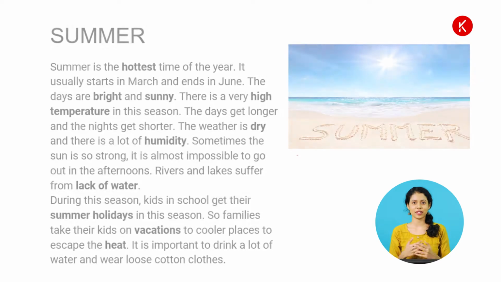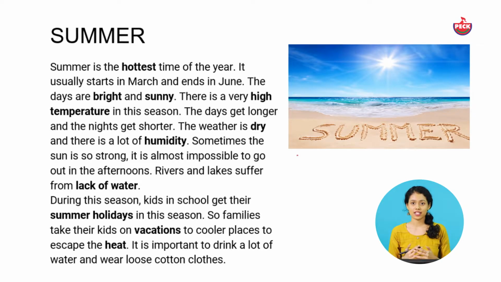So what are the 4 seasons? They are summer, winter, spring, and autumn. Now, let us look at the different seasons in detail and learn the vocabulary associated with each season. Let's begin. Can you guess the first season that we are going to learn today? It is the summer season.